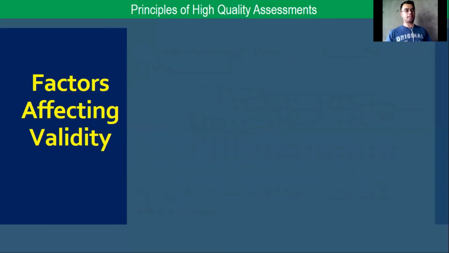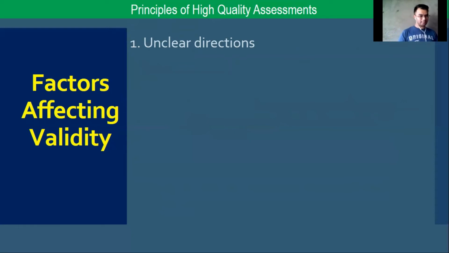Here are the factors affecting validity. First is unclear direction. Now, this is very important for it to be acceptable. Supposed the design of your exam is very nice, but the direction is misleading. It would bring down the validity of your exam. I remember an assignment in math. The teacher says, write the sum on the space provided. Now, here is an item. 3 plus 4 equals blank line. So, the learner wrote SUM or sum on that particular blank.